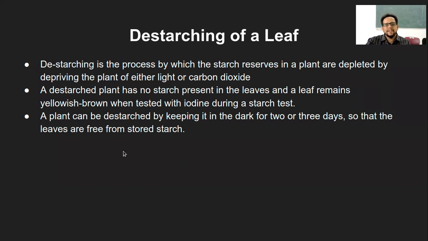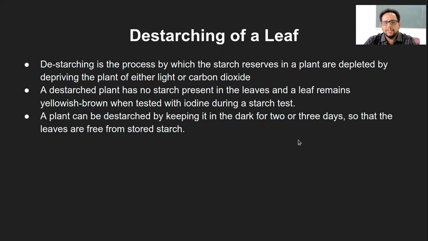And this can be tested with the help of iodine, because iodine is one of the compounds which reacts with starch and forms a bluish black complex. So the iodine starch complex is bluish black in color, and iodine itself is yellowish brown in color. So when you add iodine solution to the regular leaf which has starch, it will turn bluish black, while the destarched leaf which has no starch or very little starch, when you add iodine to it, its color will remain yellowish brown. So that is what destarching of the leaf is.